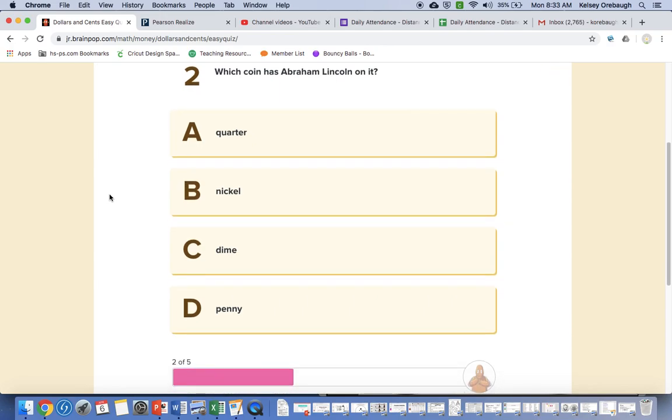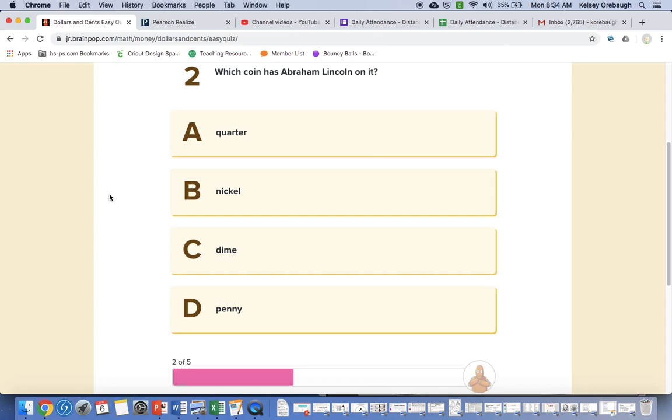Which coin has Abraham Lincoln on it? I want you to think back to those presidents that were on the coins. Abraham Lincoln is on which coin? Is it the quarter, the nickel, the dime, or the penny?